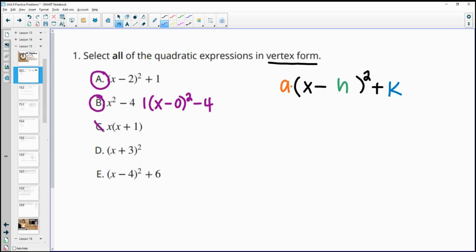C is not, because this number out front cannot be a variable, and we need a squared here. So this is not. This is in factored form. D is good. Okay, so D has something, you know, your little x plus 3 squared. So really it's 1 times x plus 3 squared plus 0. That's fine. And E, also in vertex form. Okay, has that H and K value that you can see.